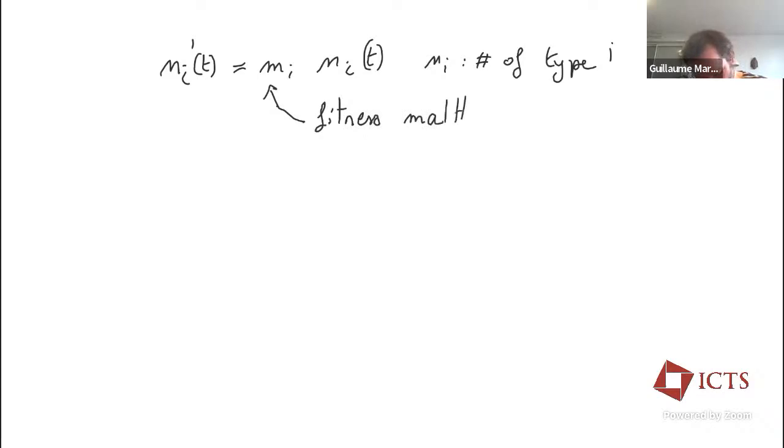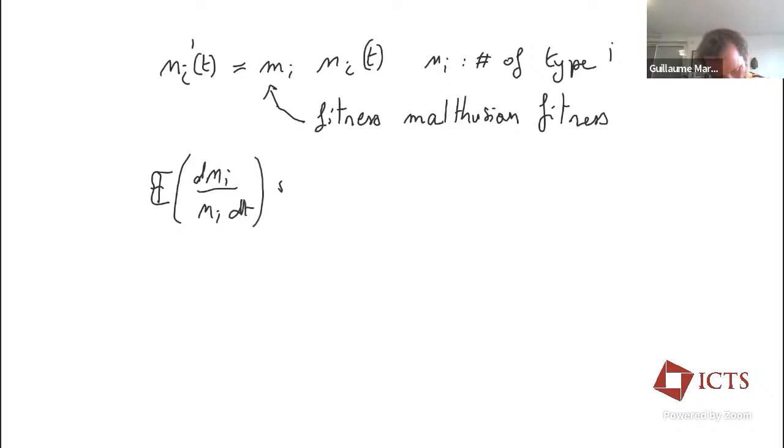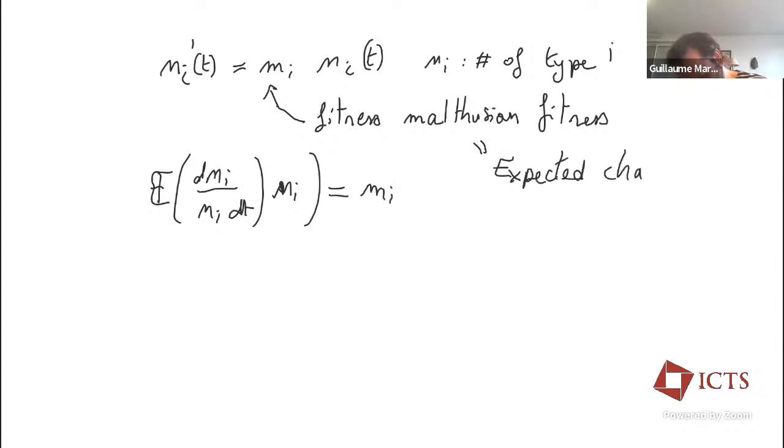In fact, this simple view is not the correct one. What we have in fact said, and what is said in the models, is that the change dn_i over n_i dt, given the current state n_i, equals m_i. So it means that fitness is the expected change in log n_i, given n_i.